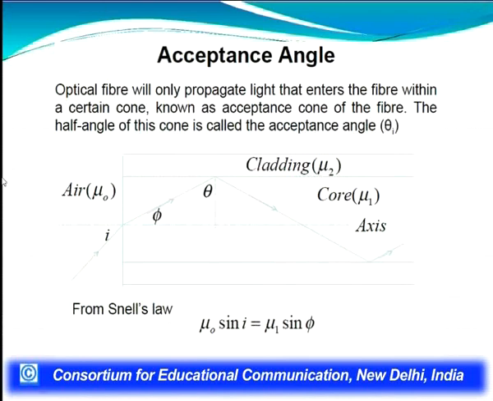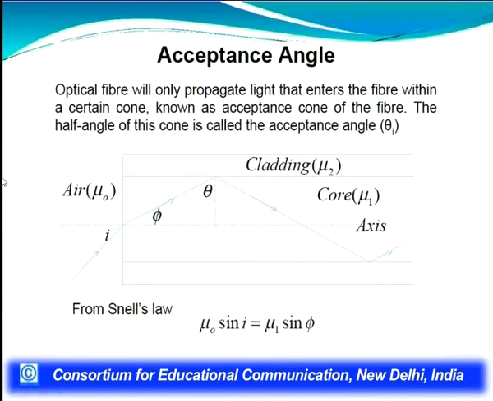The optical fiber will only propagate light that enters the fiber within a certain cone. Only that light will pass through the optical fiber which enters the core at a certain angle, and that angle is known as the acceptance cone of the fiber or acceptance angle of the fiber. The half angle of the cone is called the acceptance angle, which is represented by theta I for the incident light which is entering the core.